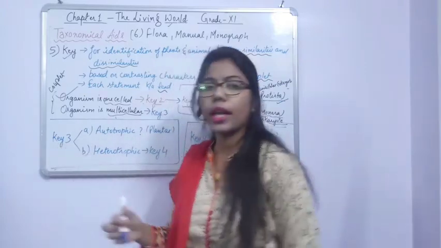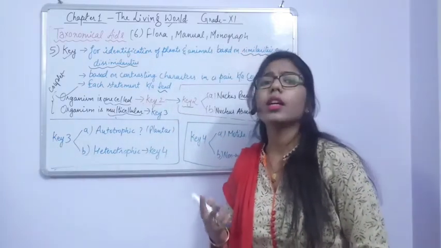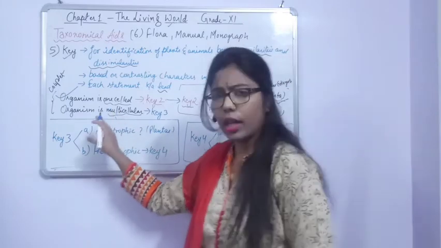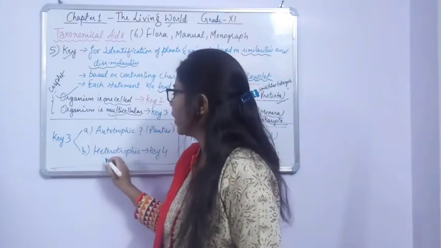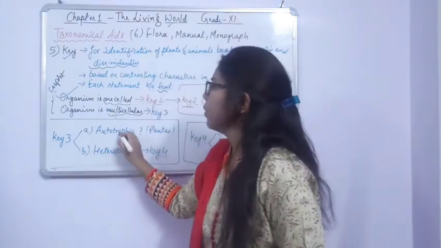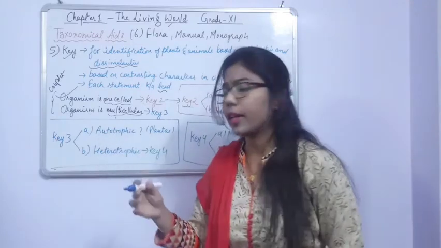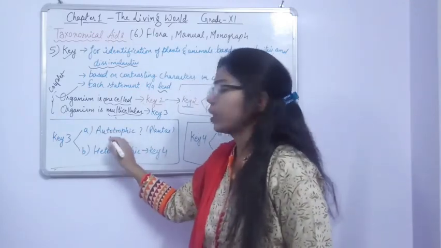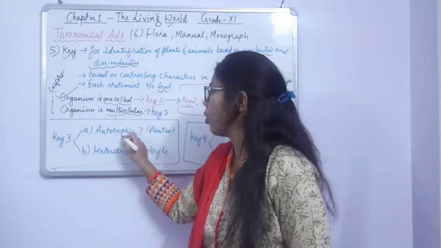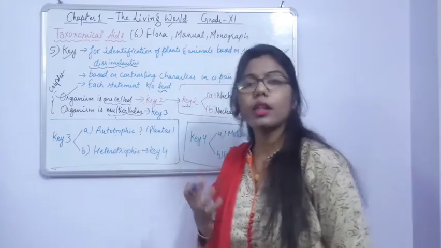Again in key 3 you have a contrasting character or couplet. The first one is autotrophic and the other one is heterotrophic. So you have to select what you are finding, autotrophic or heterotrophic. We know what the characteristic of autotrophic is: those who can prepare their own food.